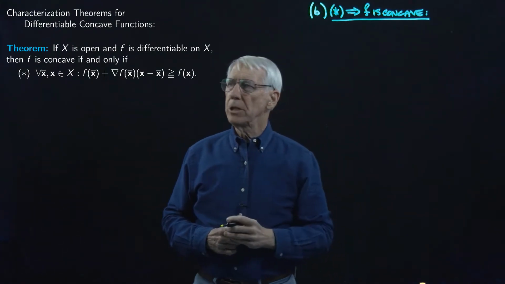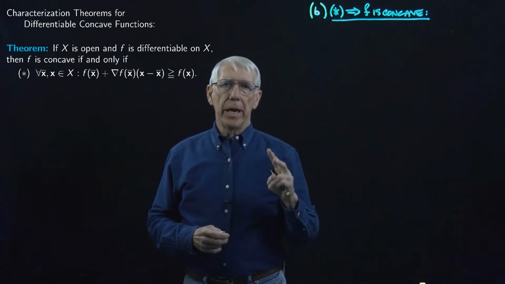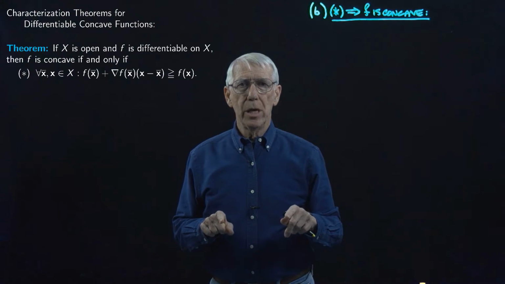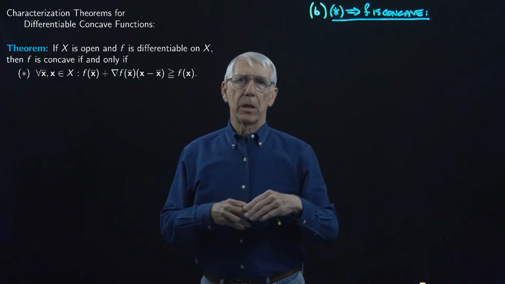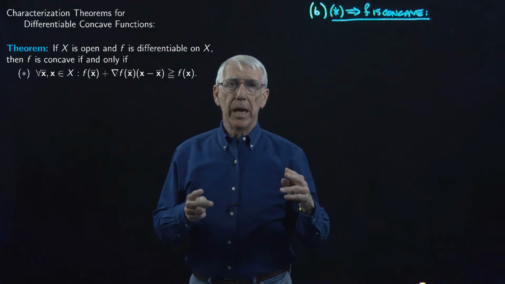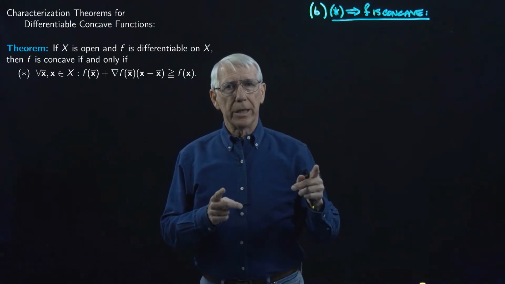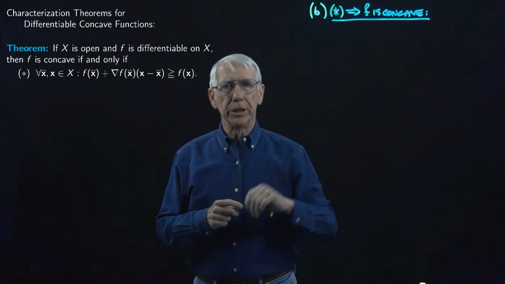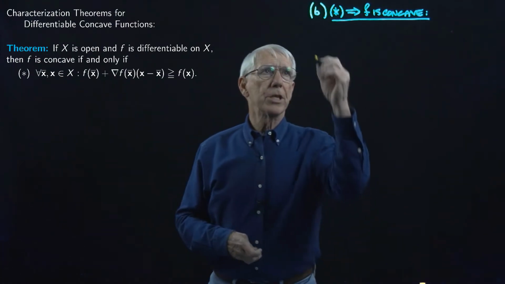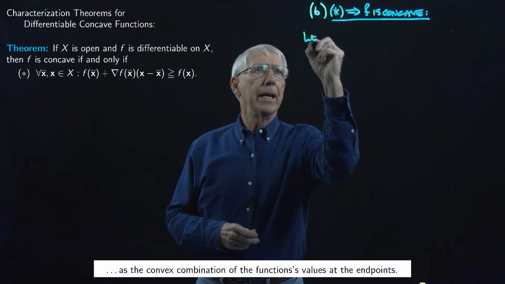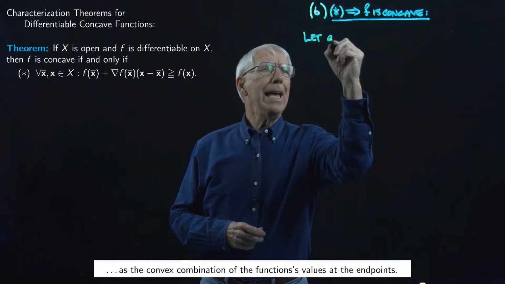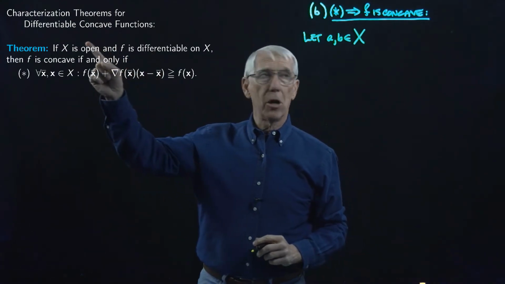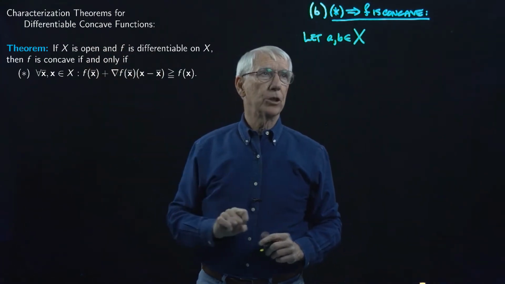So if we're going to prove that the function's concave, we have to take an arbitrary pair of points in the domain and show that the value of the function at every intermediate point is at least as large as the value of the function at the convex combination of the endpoints. So let's start out by saying let A and B both be in capital X. So capital X, you recall, is the domain of our function.